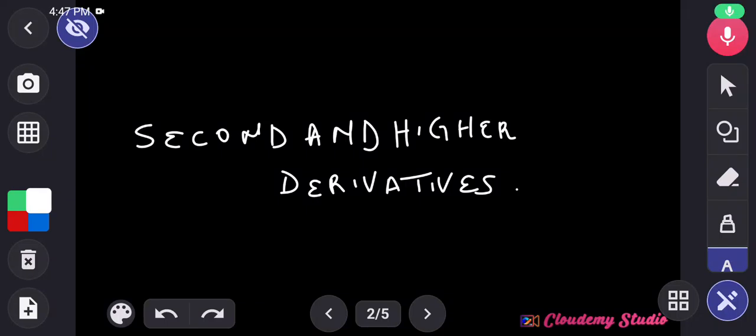In this video, we are going to be talking about the second and higher derivative. And in this video, we are going to be showing ourselves how to determine the turning point of a function and how to determine the maximum and minimum points of a function. You see, the second derivative of a given function is the derivative of its first derivative.